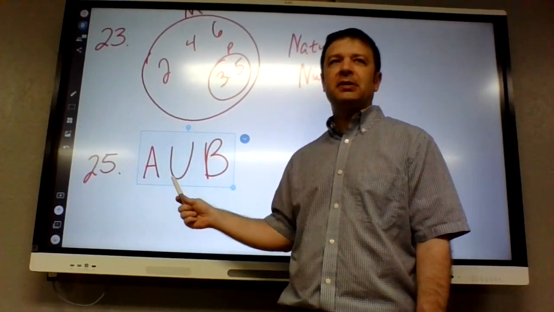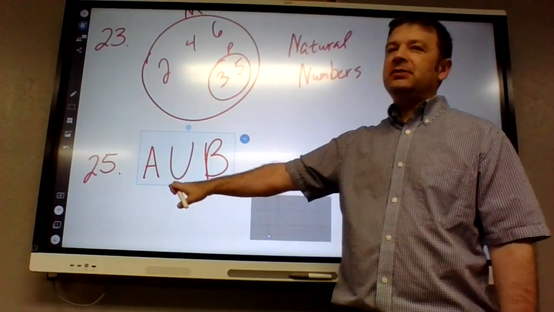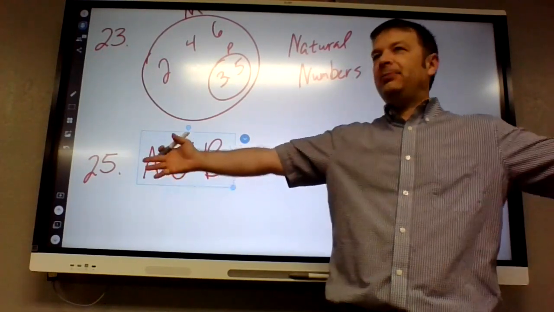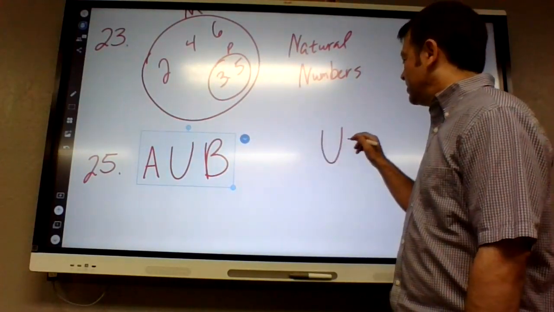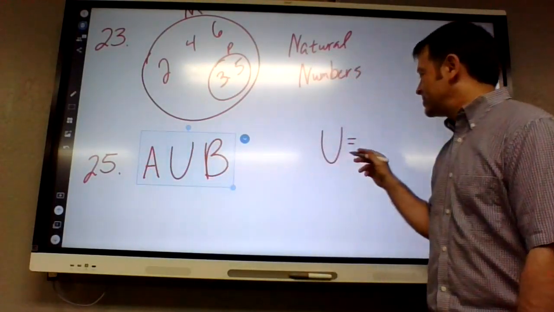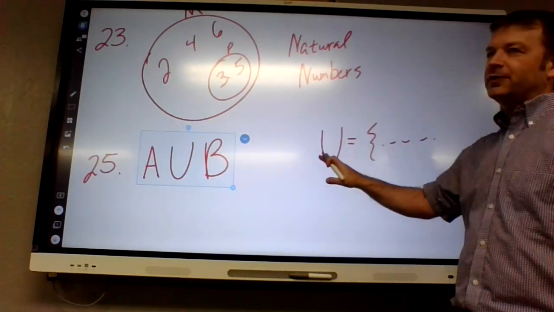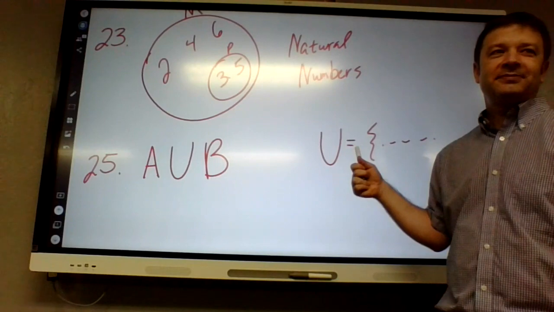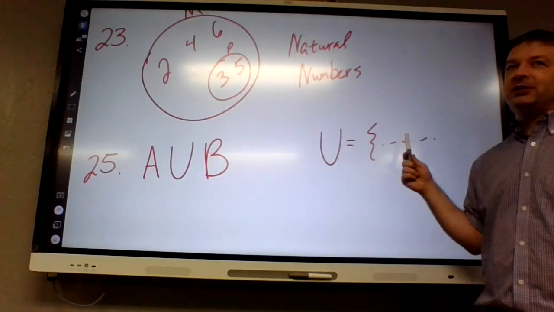What does that mean? Is it universal? Everything? It's union. When it's between two sets, it means union. When it's like U equals blah, blah, blah, that's describing the universal set. So this means something different than this. When it's between two sets, it means the union. When it's describing a set, it means the universal set.